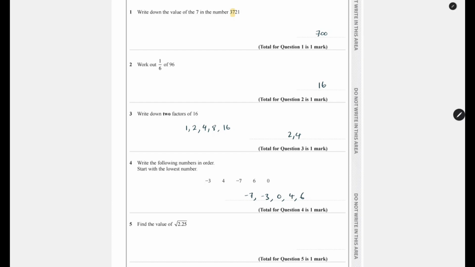Question 5 says, find the value of 2.25 square rooted. If we put that into our calculator, we get the value 1.5. So the square root of 2.25 is 1.5.